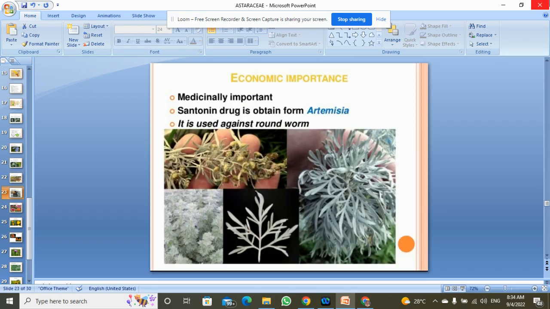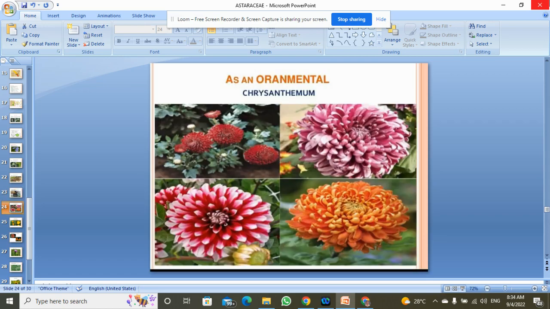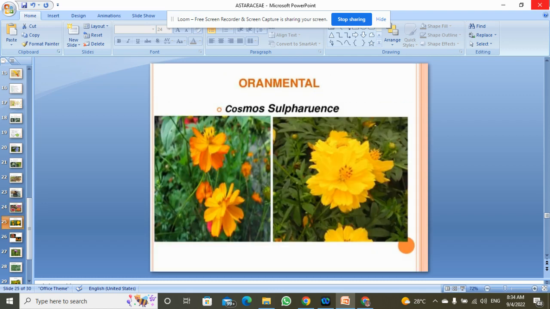Okay. The next, medicinal, is Artemisia. Artemisia is a scented plant where the leaves are used as scent and in making garlands. And some of the ornamental plants are like this chrysanthemum. Chrysanthemum is available in so many colors. The basic color is yellow, and from that yellow you can get as many colors as possible as hybrids. And then now it is cosmos. Cosmos plants are ornamental plants which are available in all gardens.